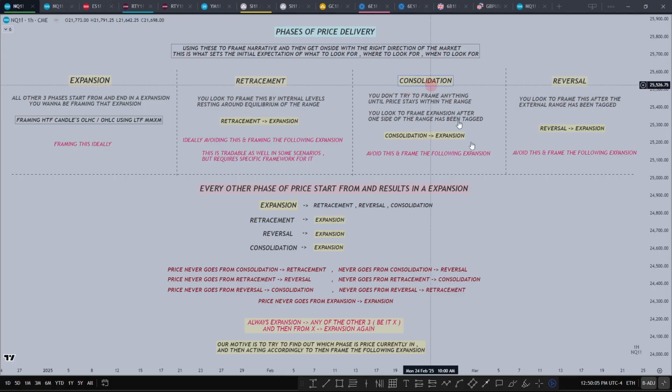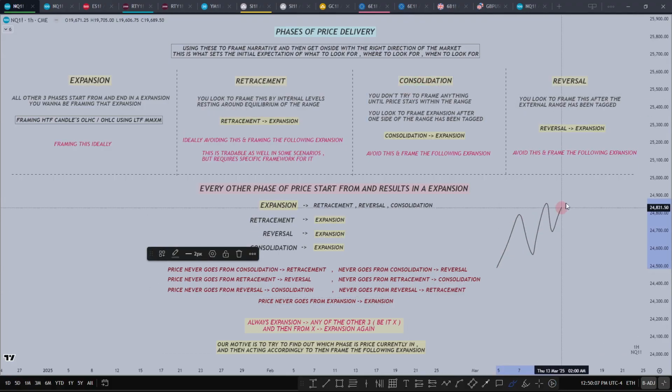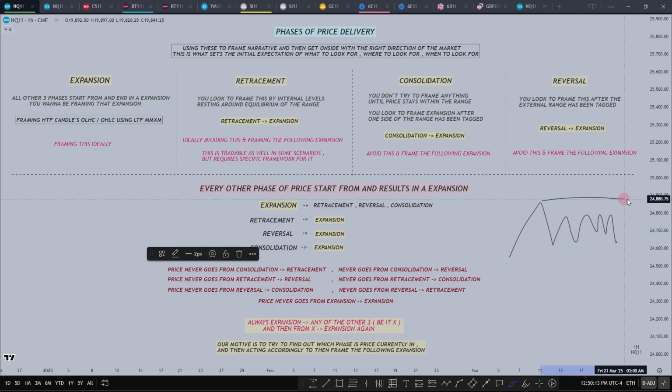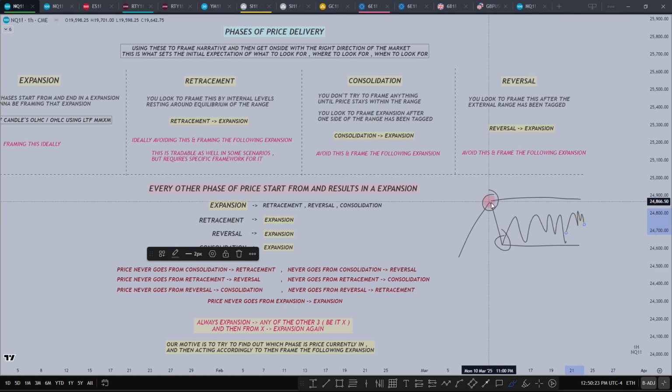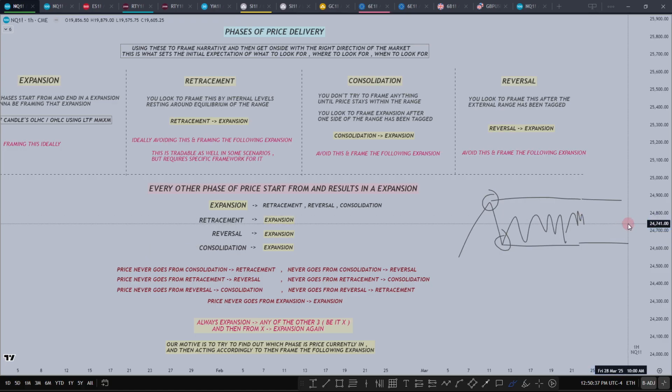Okay, consolidation is when price is in a clear range, trading within a clear range high, range low, and staying within this range. You don't look to frame anything until price tags either side of the range. As long as price stays within this range, you don't try to frame anything. Logically, the systematic way, you look to frame expansion after one side of the range has been taken.